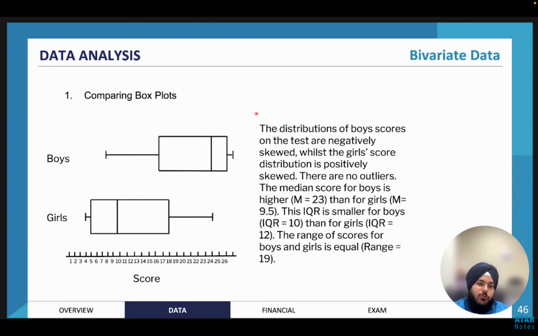So how do the shapes of the distributions vary? For boys, we have said that the distribution is negatively skewed.